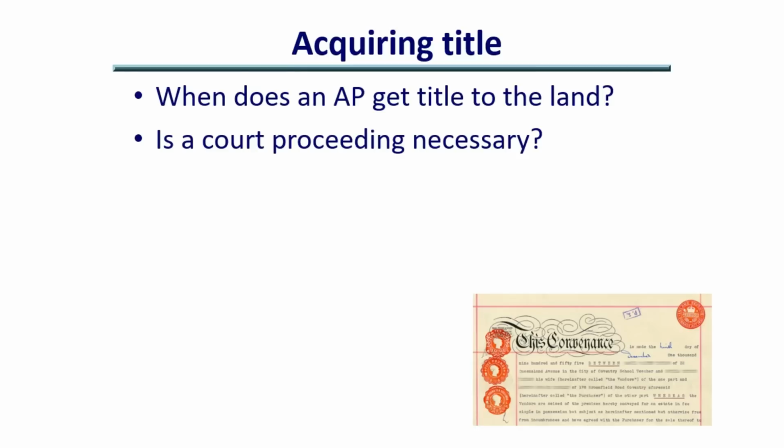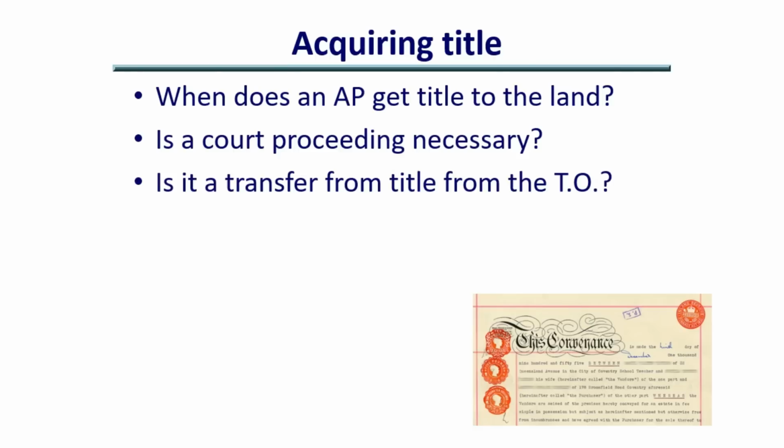Is a court proceeding necessary in order to show adverse possession? No, it isn't. It's automatic and no court proceeding is necessary. It is true that you can have a court proceeding if you want. We'll talk about that in just a moment, but it isn't essential in order to have title by adverse possession.